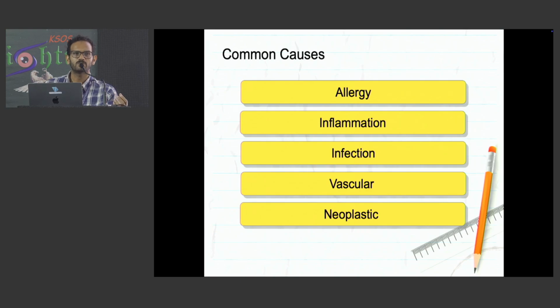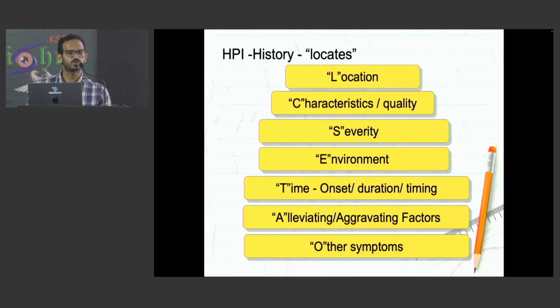Coming to the inflammatory causes, there will be some inflammatory signs, such as erythema and induration. In case of infections, the presentation is acute to subacute. The vascular lesions mostly will be from birth, or there will be some signs at birth, and as the child grows, the presentation will become more evident. Neoplastic cases, as discussed earlier, are not uncommon in pediatric age groups. So how do we proceed?